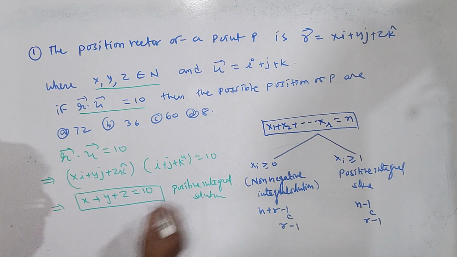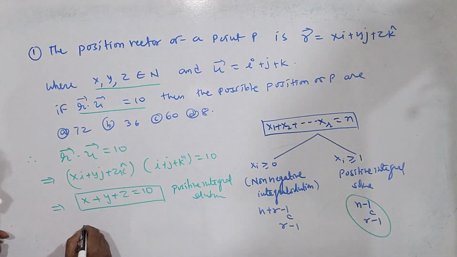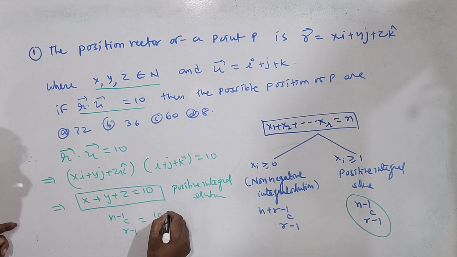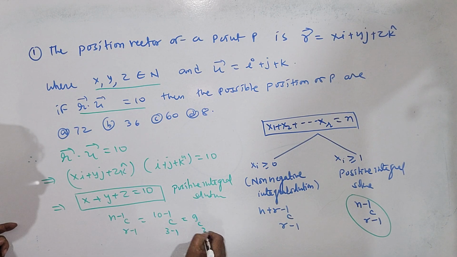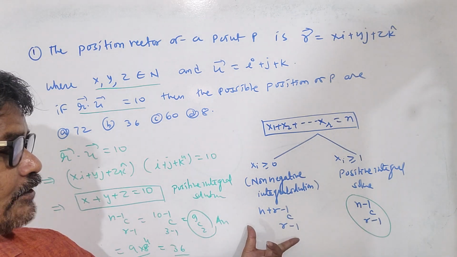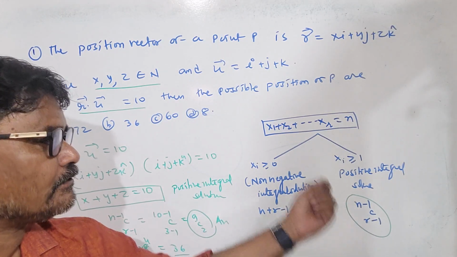So here it is a positive integral solution, therefore we have to use this formula, correct? Here n is 10, so n minus 1 C r minus 1 is 10 minus 1 C 3 minus 1, that is 9C2, which is 9 into 8 by 2, that is 36. 36 is your answer. The only thing is that you have to understand these two formulas: this is the formula to find the non-negative integral solution and this is the formula to find the positive integral solution of this equation, correct?